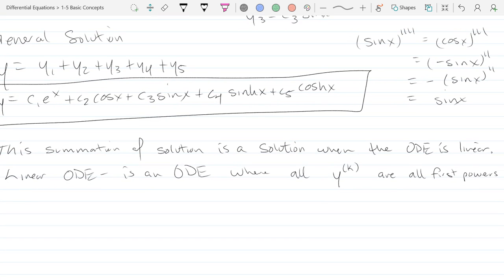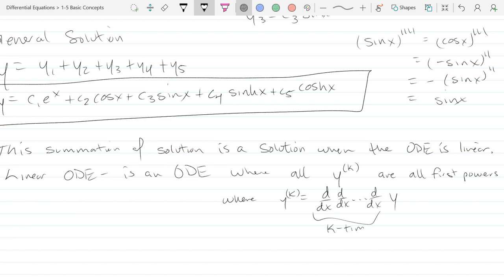And I don't think I used the parentheses derivative notation this quarter, but if you have lots of derivatives or an arbitrary number, so where y_k equals d/dx, d/dx, d/dx, k times. Which, of course, you can also write with an exponent like that. So just apply d/dx k times.